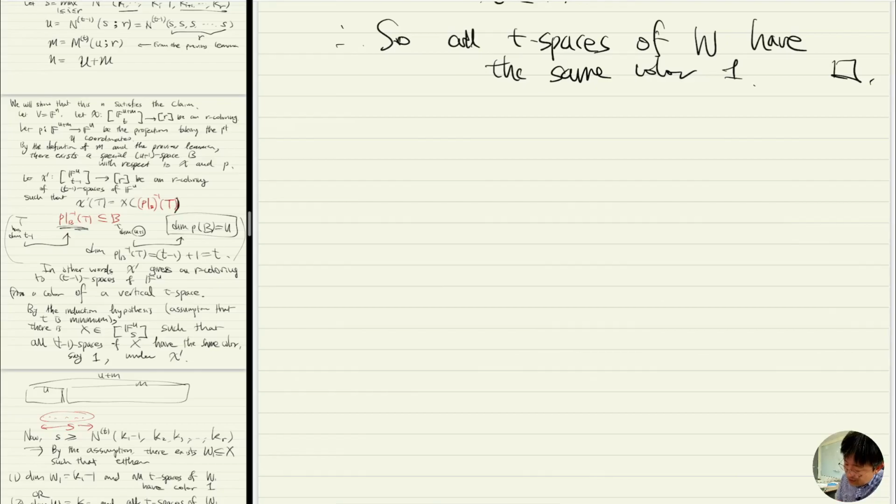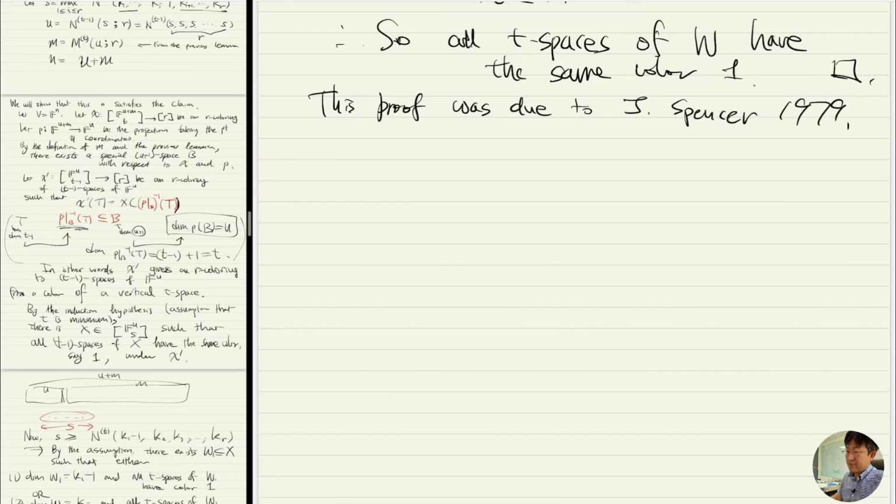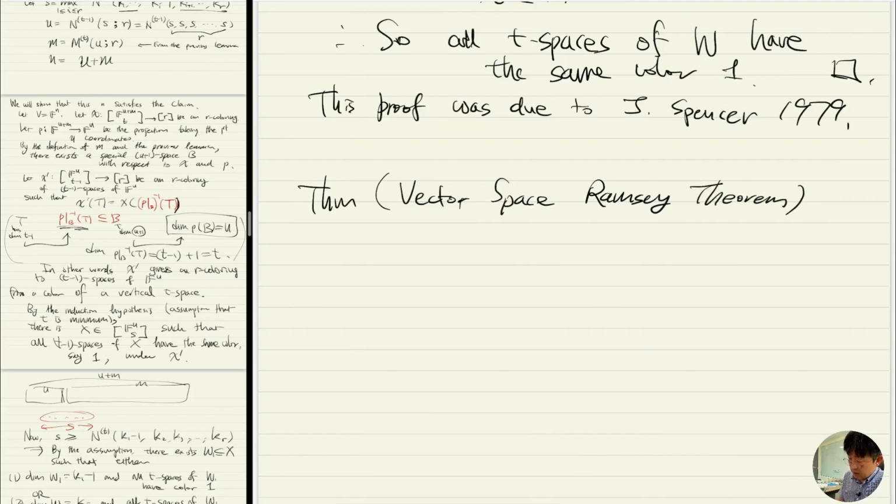So that's the proof. This proof was due to Joel Spencer in, let me see, when was it? 1979. Now here's an interesting corollary. We can also deduce this vector space Ramsey theorem. Let me first state it and then explain why this follows easily.